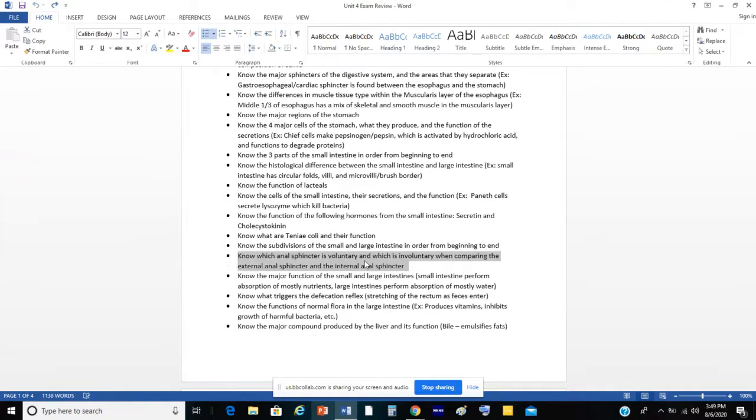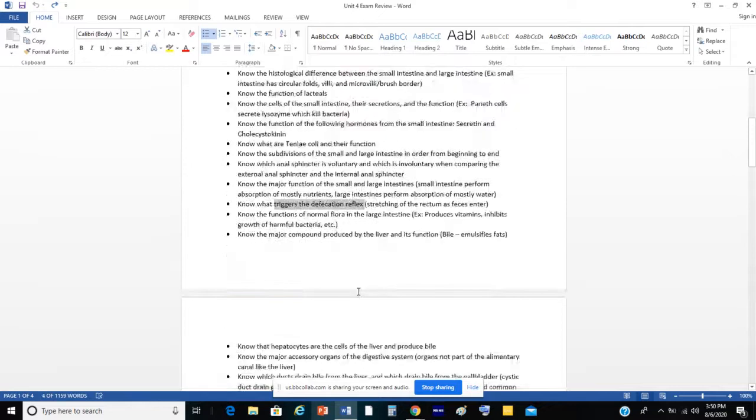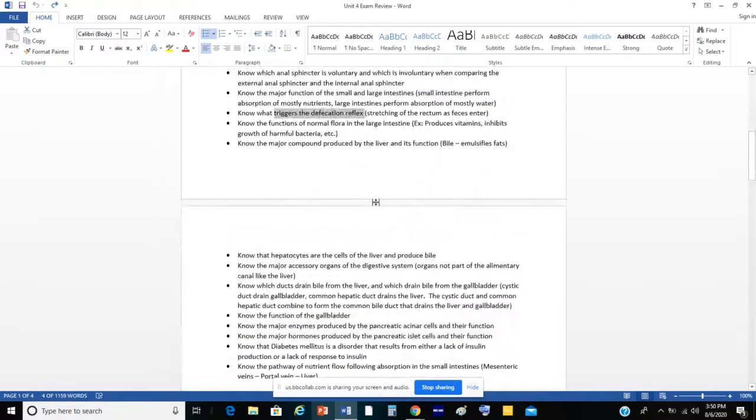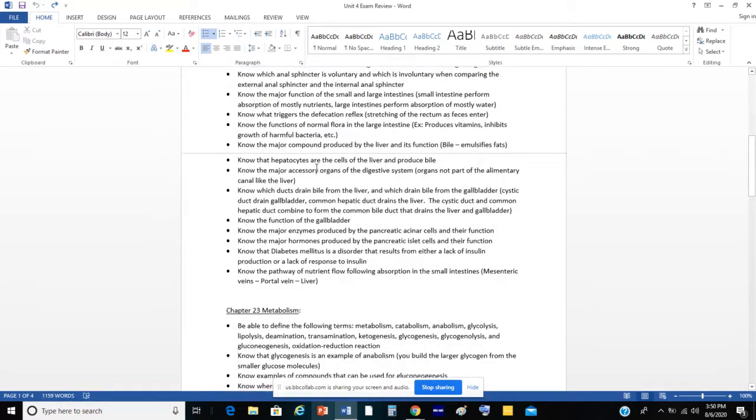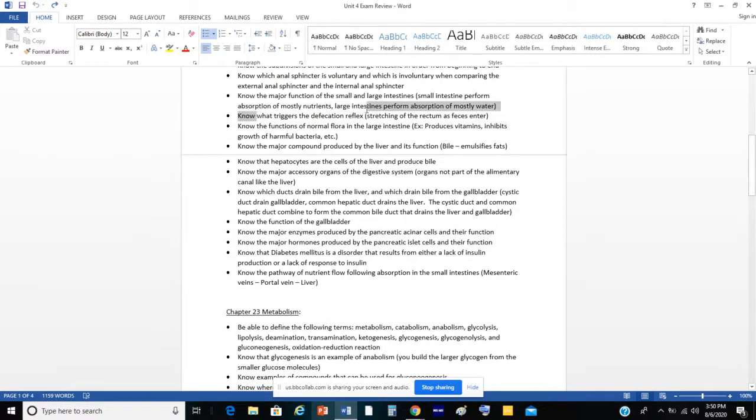Remember, you got to know the major functions of these organs. Remember, small intestines deals mainly with absorption of nutrients, while large intestines deals mainly with the absorption of water and some vitamins. And then when I told you, we've got to talk about pooping. Remember, pooping is called defecation. We're not going to go into the detail. I just want you to know what triggers pooping.